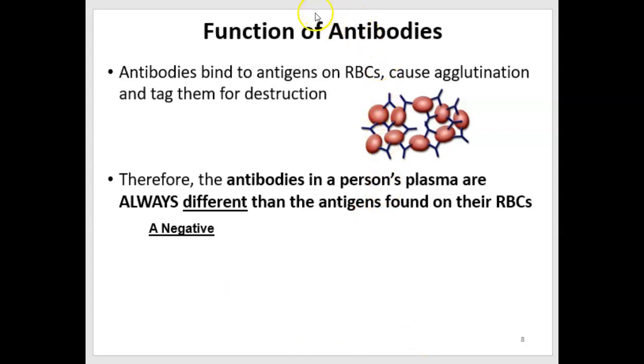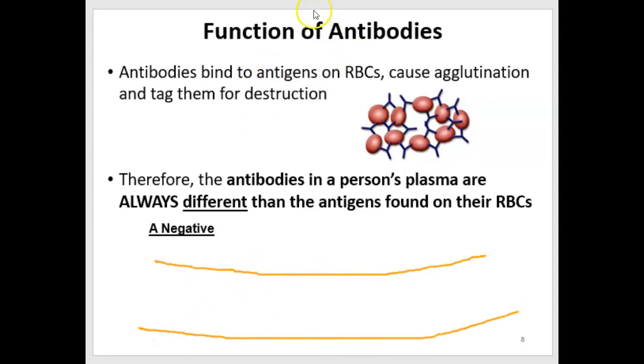So I'm going to first draw a blood vessel. It's not the best blood vessel you've ever seen, and then an erythrocyte. I'll draw a couple of erythrocytes. This person is A negative, which means the only thing on the red blood cells that we need to be worried about is the A, because negative means there's no Rh.